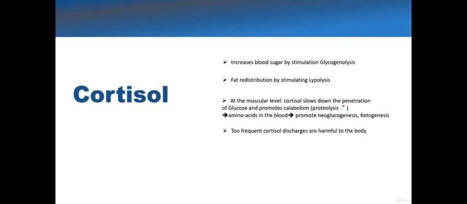Too frequent cortisol discharges are harmful for the body. Its catabolic effect leads to premature aging of cells. Cortisol is found to be harmful to many hormone receptors. For example, growth hormone and testosterone will find it hard to fulfill their anabolic mission, or insulin resistance can develop and cause type 2 diabetes.